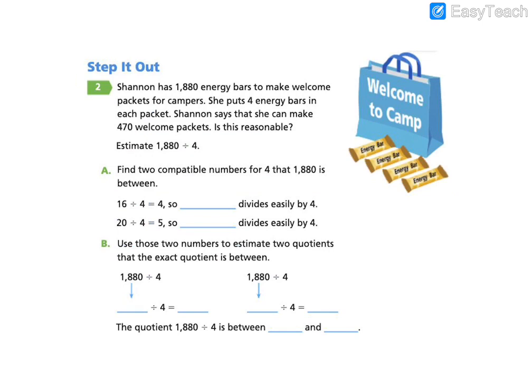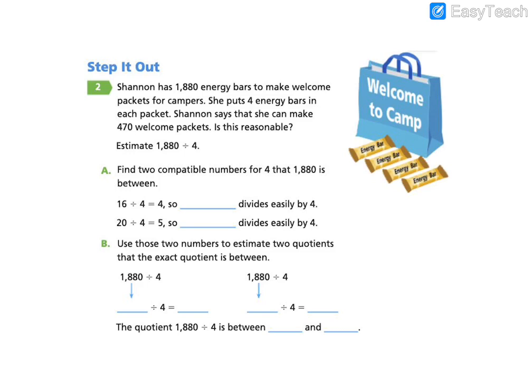Take a look at number 2. Shannon has 1,880 energy bars to make welcome packets for campers. She puts 4 energy bars in each packet. Shannon says that she can make 470 welcome packets. Is this reasonable? So it's going to ask us to estimate 1,880 divided by 4. Letter A asks us to find 2 compatible numbers for 4 that 1,880 is between.